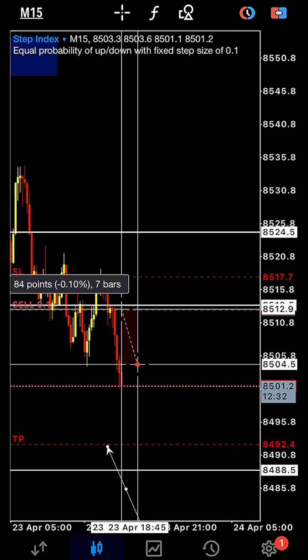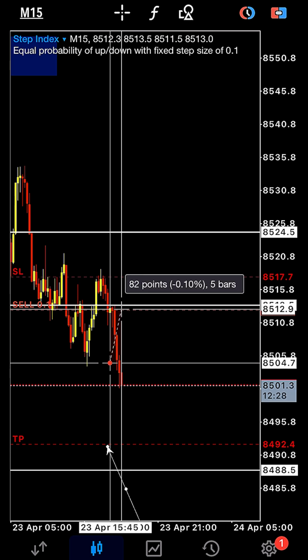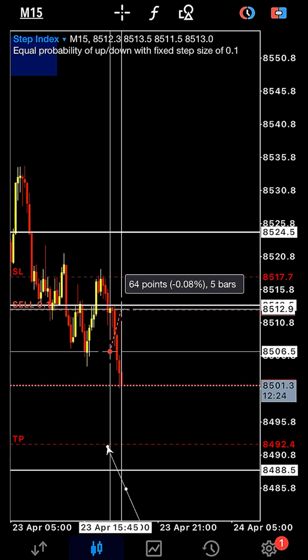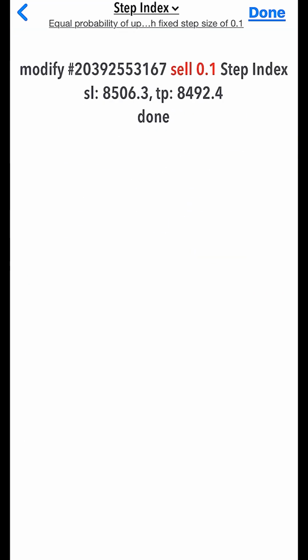Let me see. I can actually lock all the way to here, but I feel it's not going to be so safe to lock here because price is still playing around. So I will lock somewhere around 60 points. That's what I'm going to do.